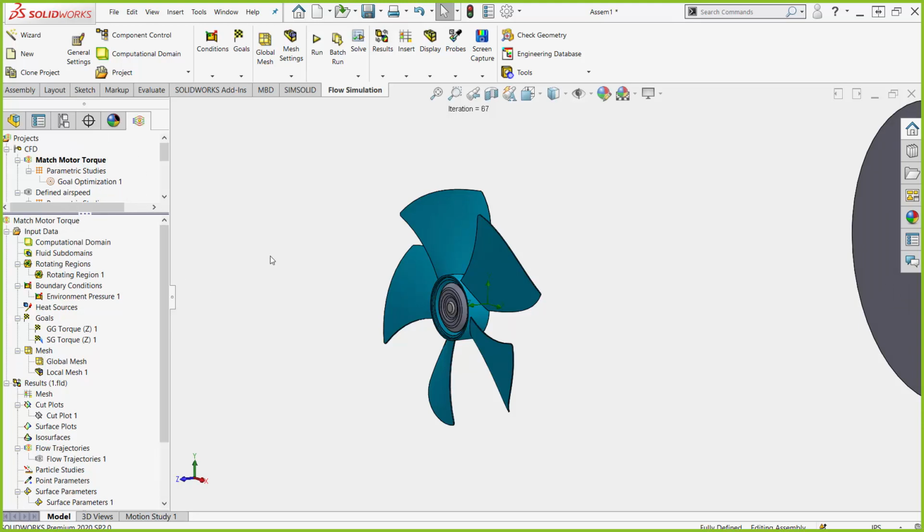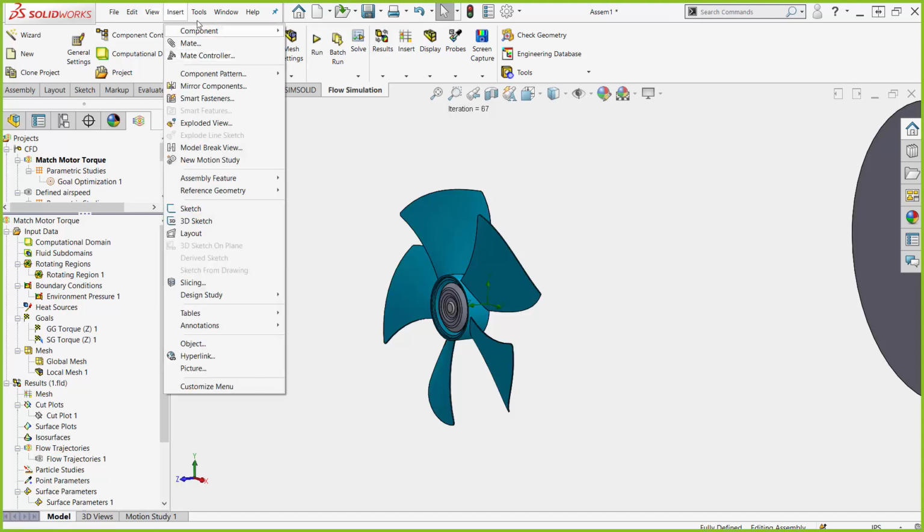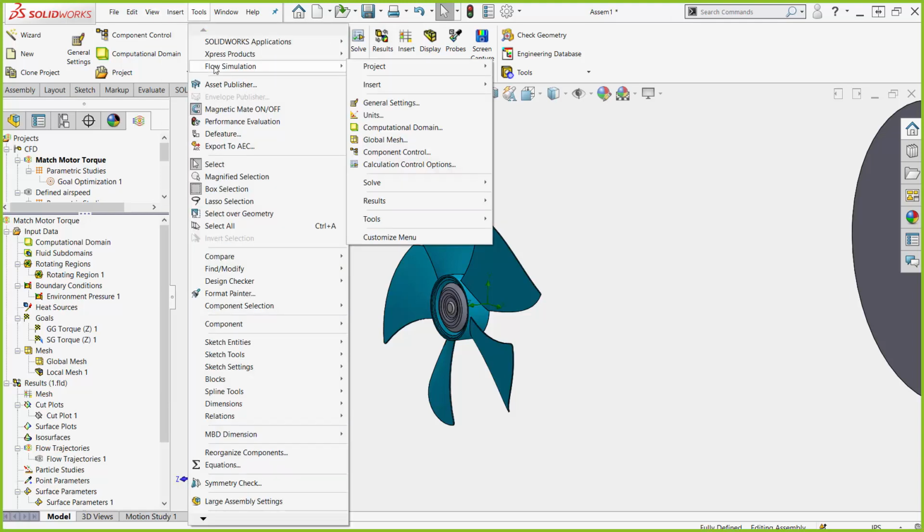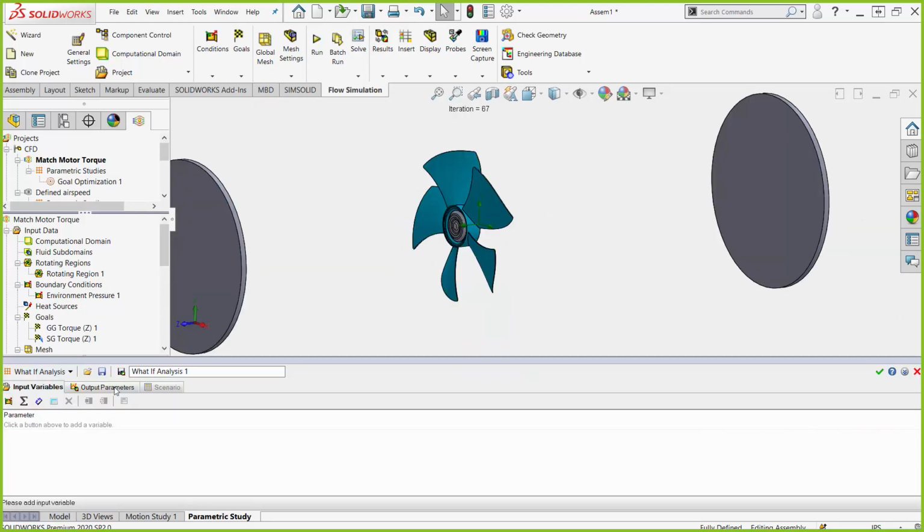Now, for the very first time I do this, I'm going to set it up from scratch. The other times, I'm just going to jump right into it. Now, to set up an optimization study, you go to Tools, Flow Simulation, Solve, and then New Parametric Study. All right, you have a few different options here on the left. Because I know what I'm aiming for, which is a certain motor torque or torque on the fan, I'm going to choose Goal Optimization.